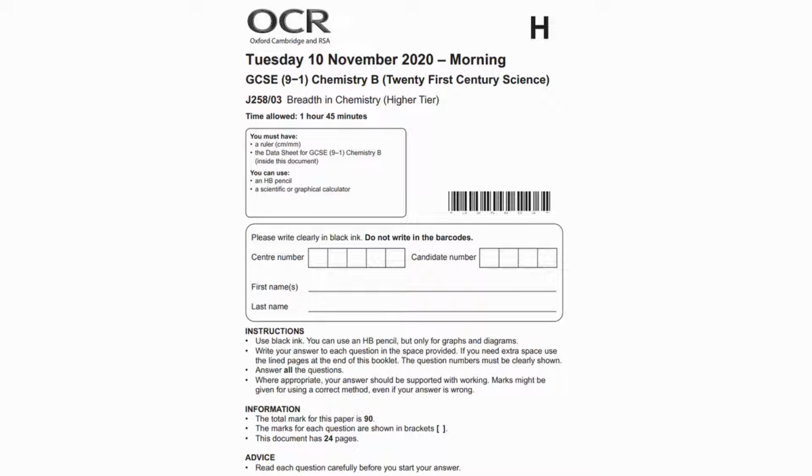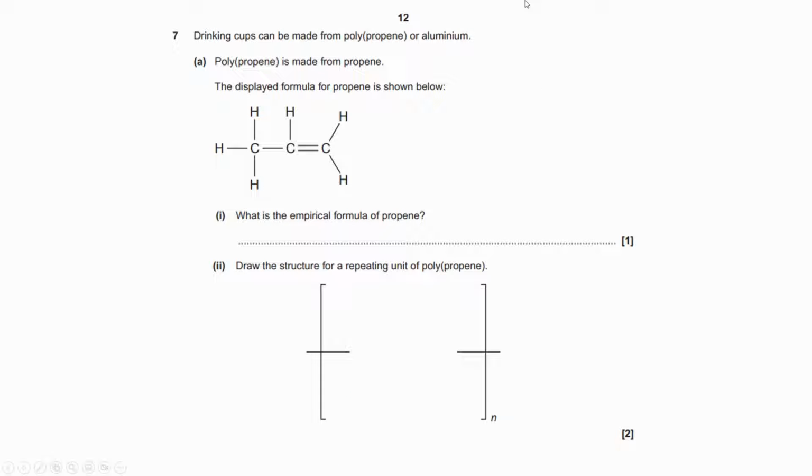So this is the GCSE Chemistry OCR 21st Century High Tier paper, and we're looking at question 7. Question 7: drinking cups can be made from polypropylene or aluminium. Polypropylene is made from propene. The displayed formula for propene is shown below. What is the empirical formula of propene?